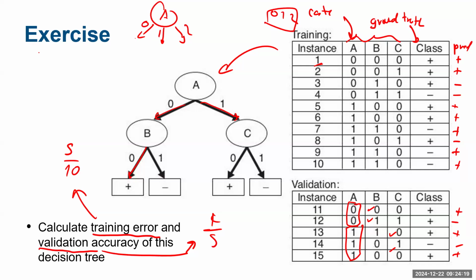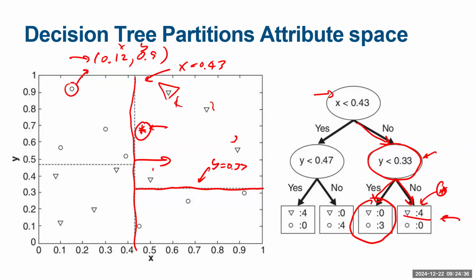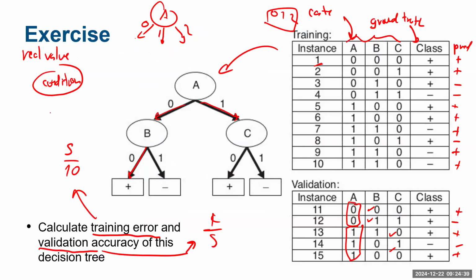If it's a real value, your decision node is going to be a condition, a comparison. For example, what we have from the last slide is like x less than something, and the edges are always going to be yes and no, right? So for real value, the decision node will be a condition, and then the edge will be yes or no. For category, the decision node is going to be the name of the attribute, and the edges are going to be the unique value of each possible outcome.